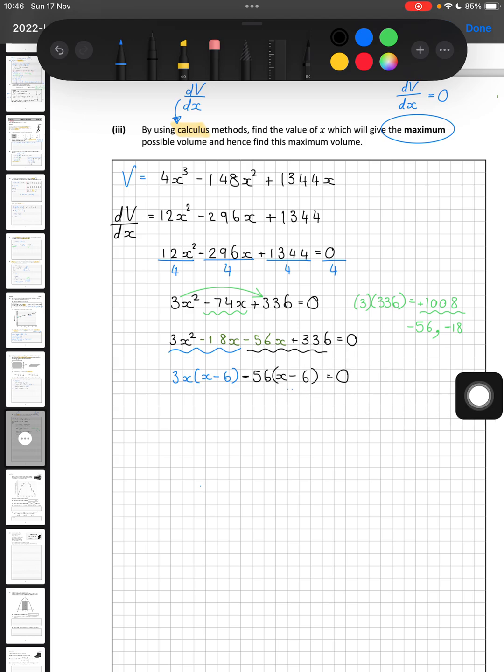Okay, and that's equal to 0. I'm on the right track now because inside both of my brackets is the same. So I open up 2 sets of brackets.